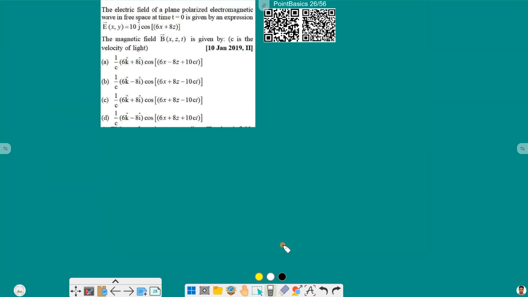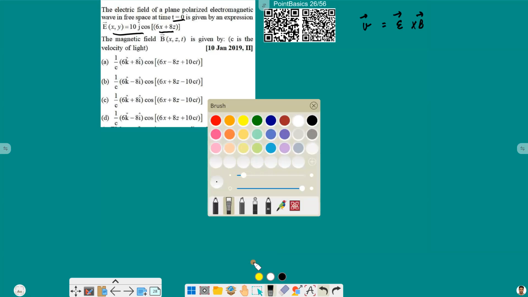So here, the electric field of a plane polarized electromagnetic wave in free space at t equal to 0 is given by this expression. So we have to find out the magnetic field related to it. Now to solve this question, we can see easily here that we can use that V is equal to E cross B. Let me adjust pen thickness slightly so that it can be more fine.